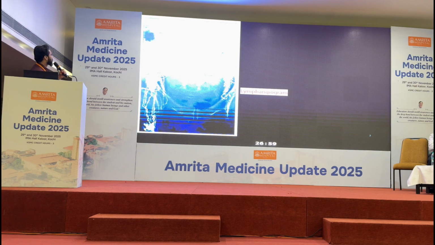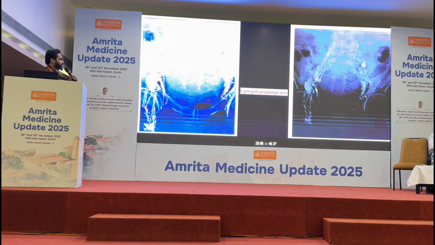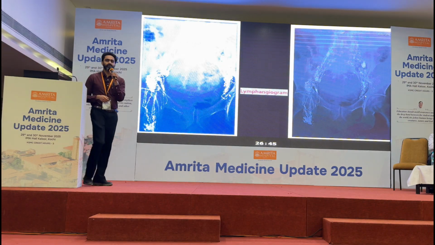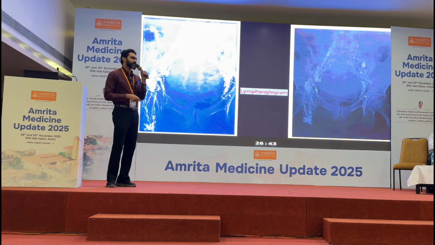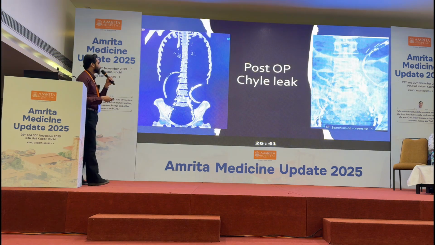This looks like an Eiffel Tower. This is actually a lymphangiogram. So these are the pelvic lymphatics. All these white things are pelvic lymphatics. And when is it done? It is done in patients who are suspected to have chyle leak, chylous ascites or chylous effusion.